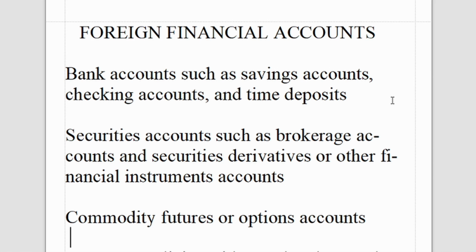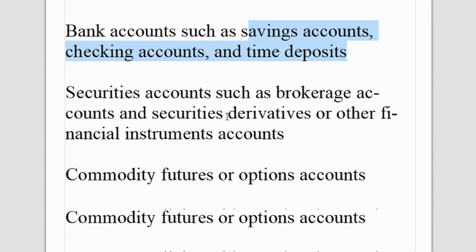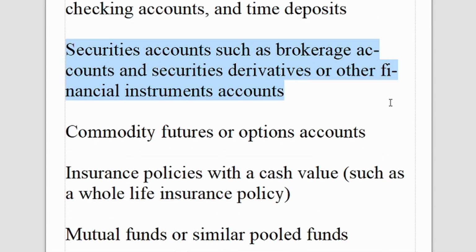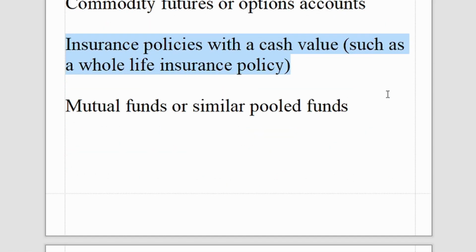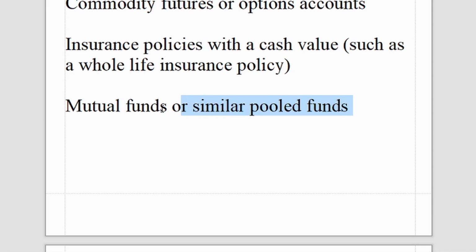So now that you know what the thresholds are for your foreign financial accounts, now let's define what they say foreign financial accounts are and what they aren't. So number one, it's bank accounts such as saving accounts, checking accounts, and time deposits like CDs. It's also securities accounts such as brokerage accounts and securities derivatives like futures or other financial instruments accounts. It's also commodity futures or options accounts, and insurance policies with a cash value such as whole life insurance policy. And last, it's mutual funds or similar pooled funds.